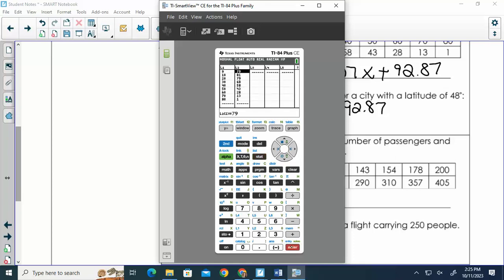Stat, edit. And then how do I clear these? It's List, not clear. Put your passengers for your X and your suitcases for your Y. It is also important to double check your points. If you mistype one point, it will give you an entirely different answer.